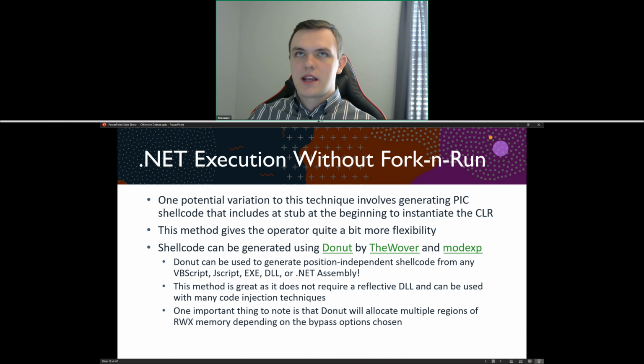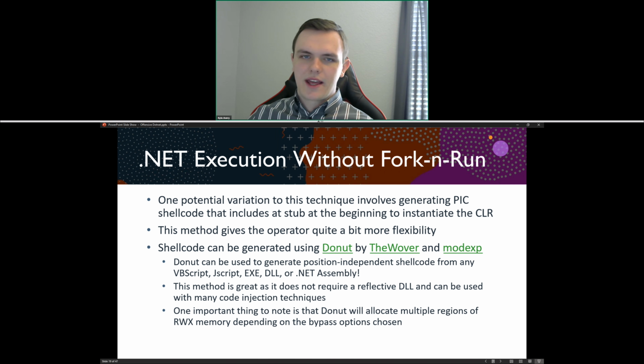I think the most common variation that I see is actually taking some position independent shellcode that has your target .NET assembly, and then at the beginning of it is prepended with a stub that instantiates the .NET runtime. This is great because you can basically use any traditional shellcode injection technique to get this to execute now. And you can inject it into already running processes, which is pretty interesting.